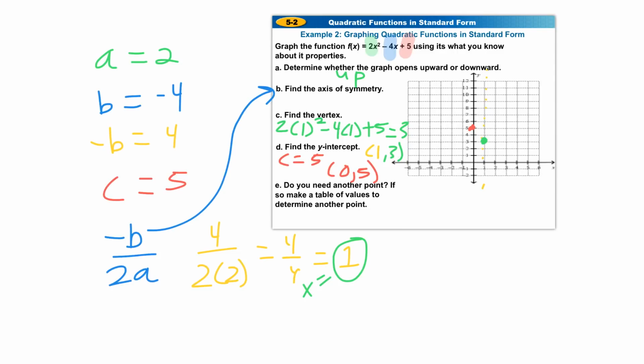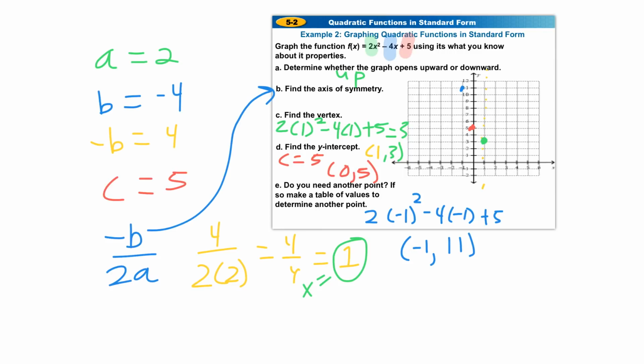Now, since we started graphing and the parabola is going to the left, I'm going to choose this next point at the left, which is -1. So I'm going to put -1 in the function. 2 times -1 squared minus 4 times -1 plus 5. When I simplify this, I get 11. So our next point is -1, 11.